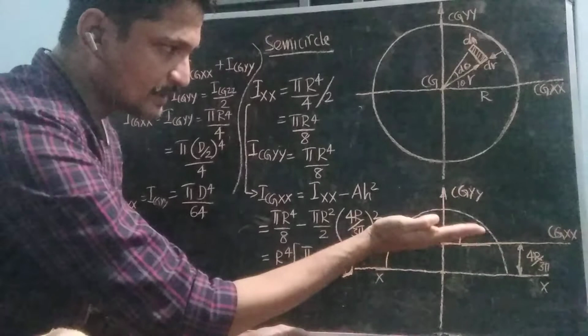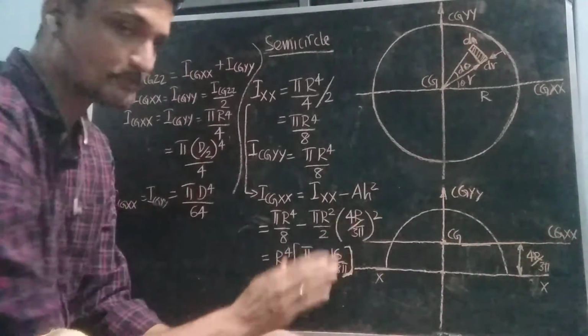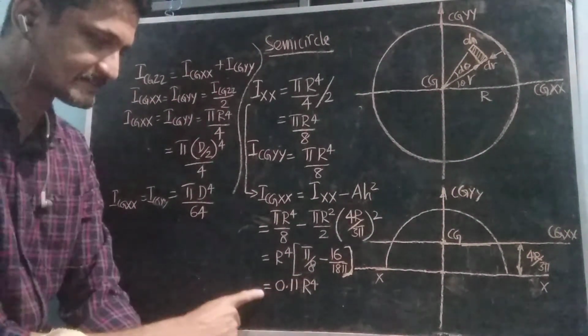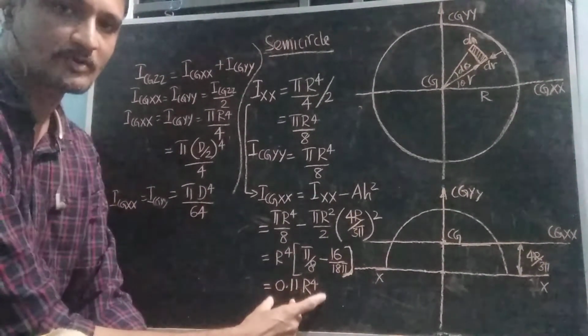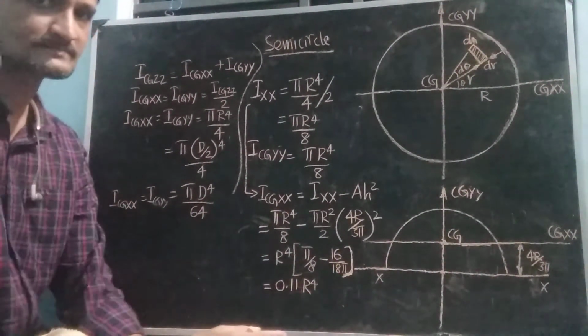Then ICG, the centroidal moment of inertia of the semicircle about the x-axis, ICGxx is equal to 0.11 r raised to 4.